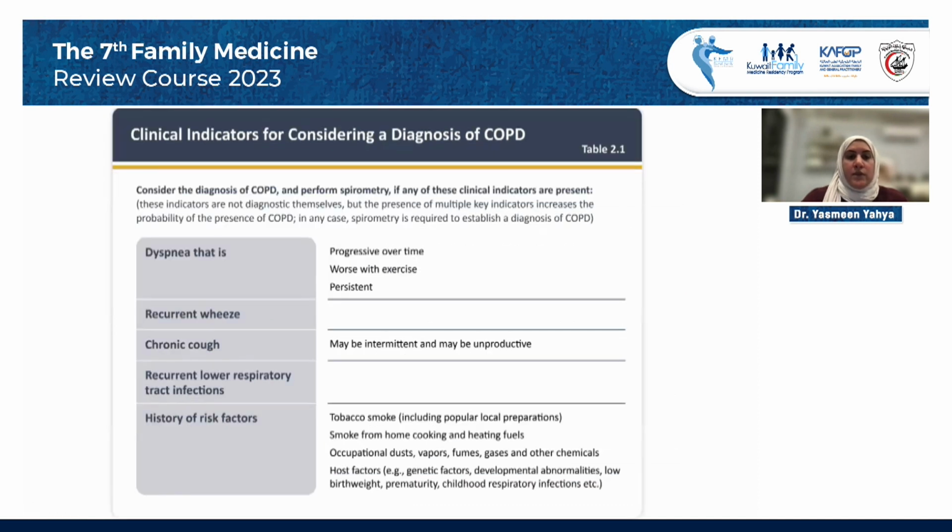You should consider the diagnosis of COPD in a patient presenting with any of these: dyspnea that's progressive over time, or recurrent wheeze, or chronic cough, or recurrent lower respiratory tract infections, or history of exposure to risk factors like tobacco smoking and occupational dust. So here you should consider the diagnosis of COPD and do a spirometry.